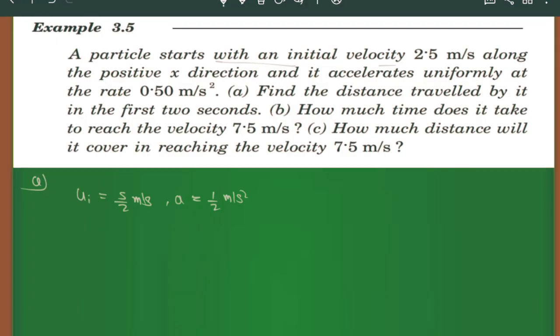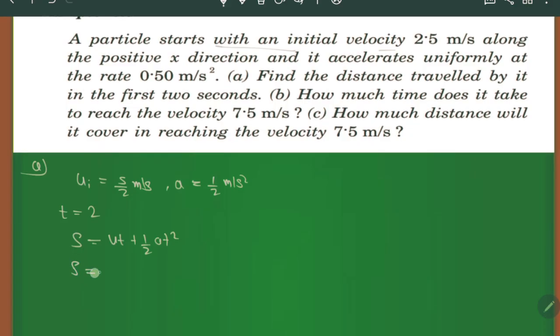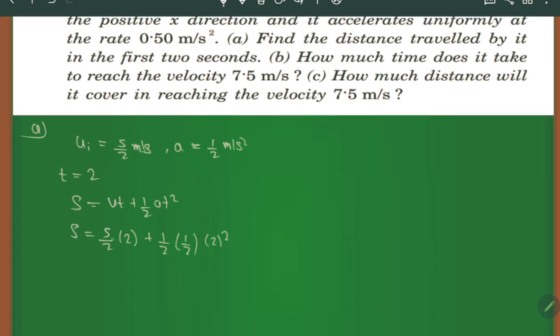Find the distance traveled by it in the first 2 seconds. The distance traveled in the first 2 seconds is s equal to ut plus half at square. So that is 5 by 2 into 2 plus half into 1 by 2 into t, which is 2, square. Here 2 cancels, and here 2 2 is cancelled. In the first 2 seconds they cover a distance of 6 meter, right?